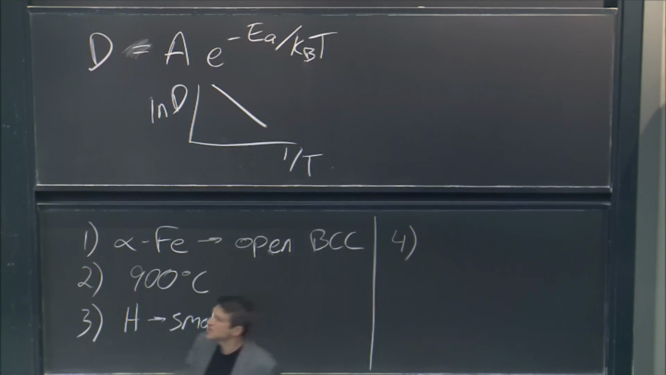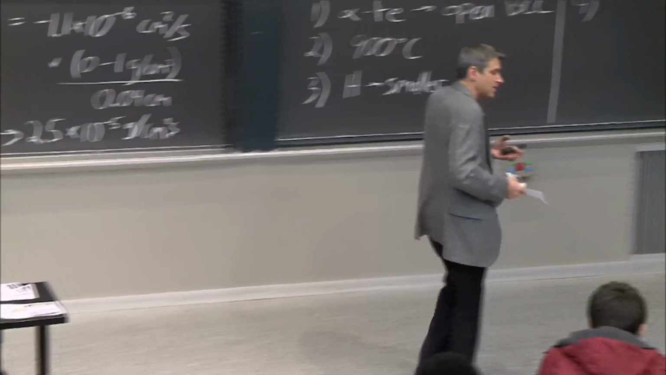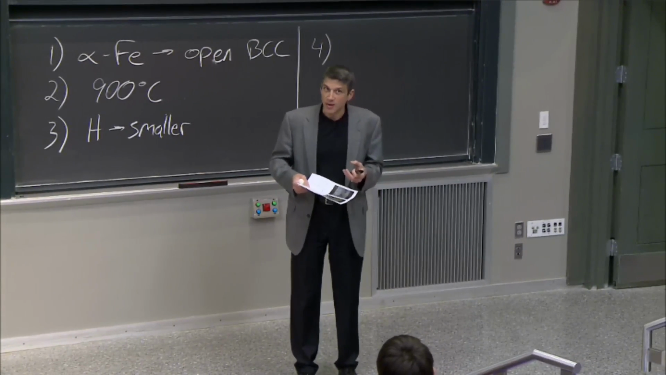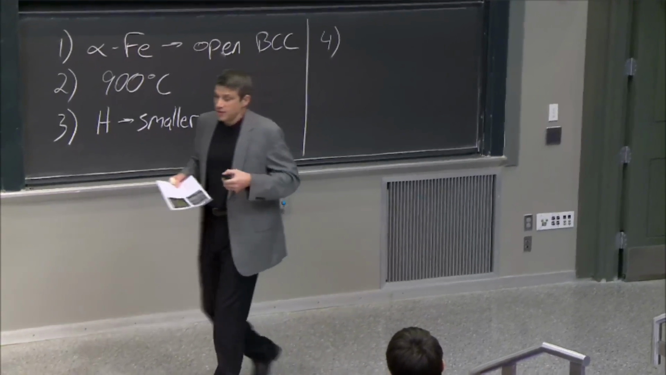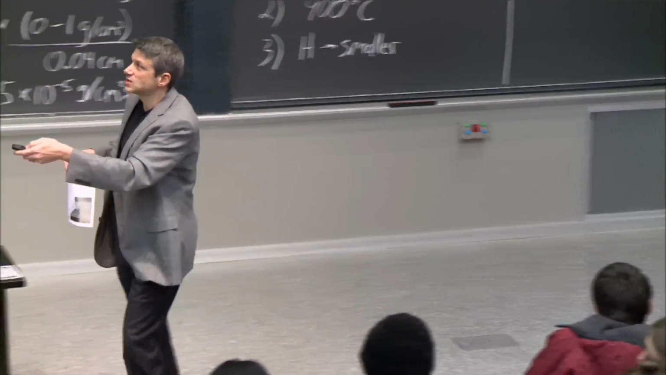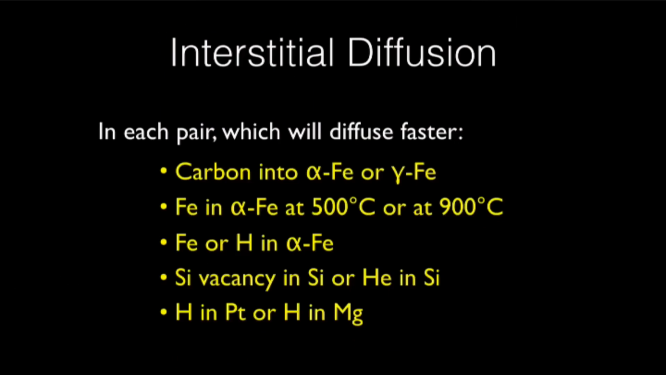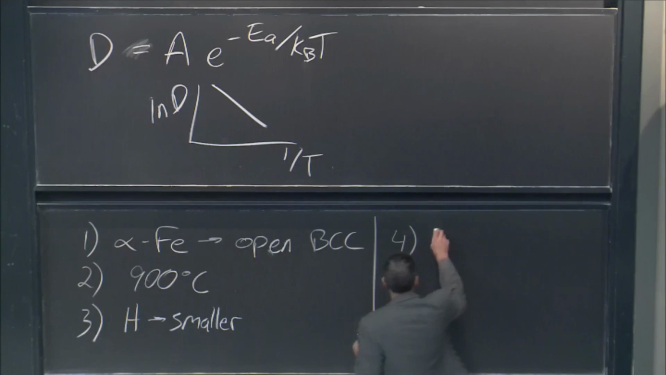What's the fourth one? Silicon vacancy in silicon or helium in silicon. Well, for a vacancy to move, you need those same atoms to move. And if a same atom is moving through those sites, that's harder than if a small interstitial like hydrogen is moving through those voids, right? That's why when you look at this, iron is orders and orders of magnitude slower. The D is orders and orders of magnitude slower than carbon or hydrogen, right? And so that's going to be helium, because the vacancy diffusion is so much slower.